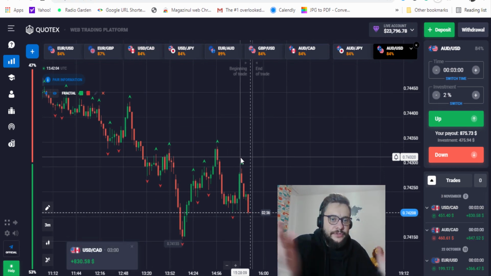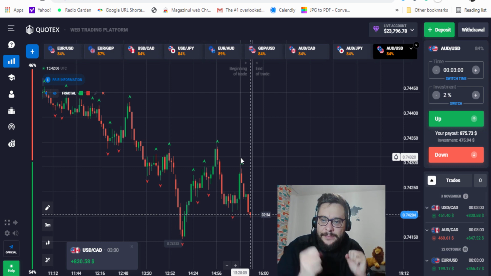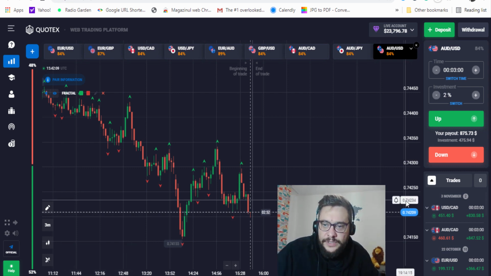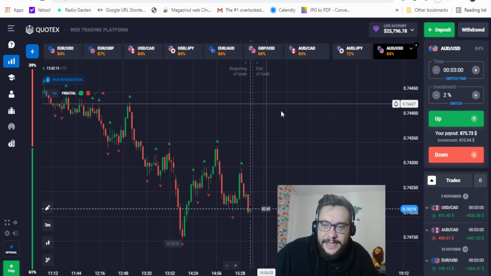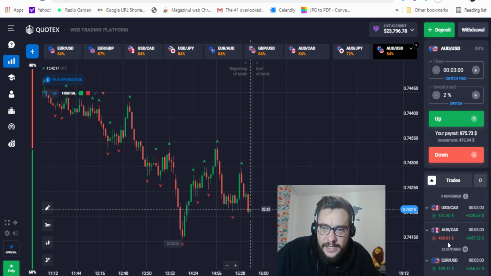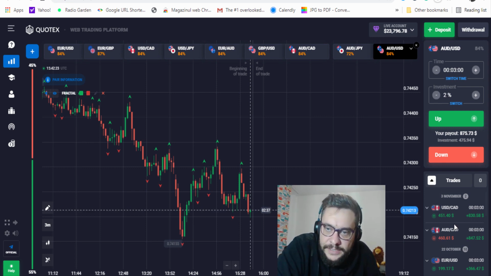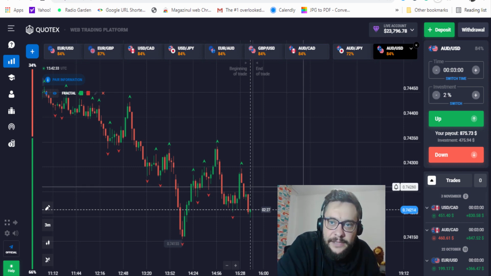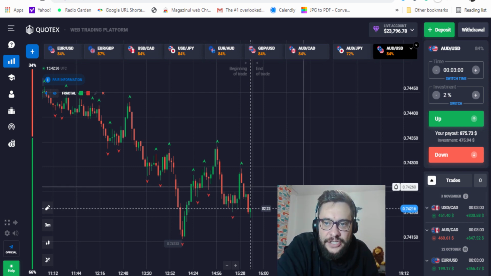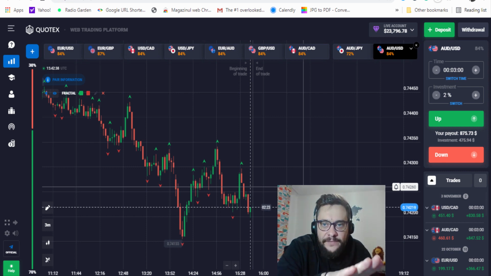Right, and Australian dollar, Canadian dollar, it's in the money also. So we have two trades placed, and both of them are in the money using this fractal indicator. Australian dollar, Canadian dollar was a sell in the money, and US dollar, Canadian dollar in the money also, $830 profit, both of them around $900 profit in today's trading session. So it was very smooth.